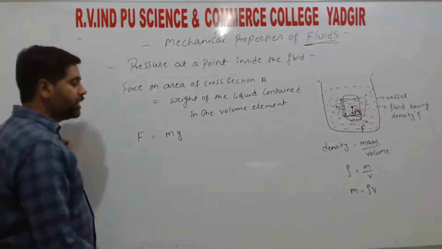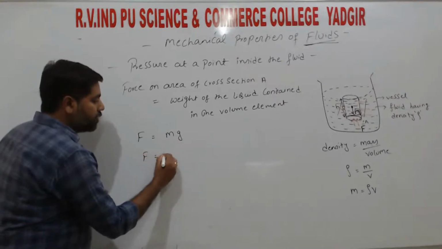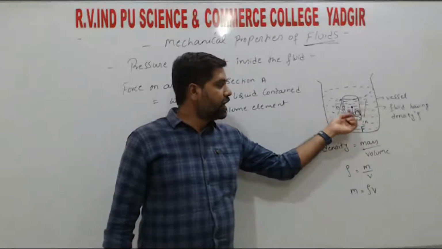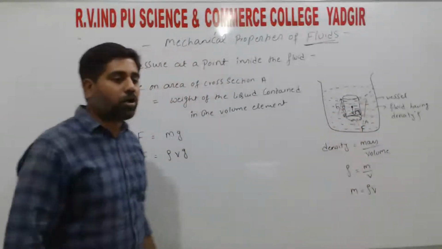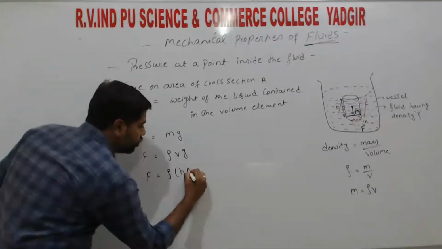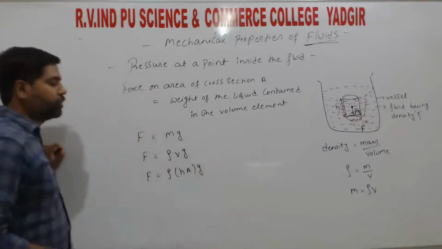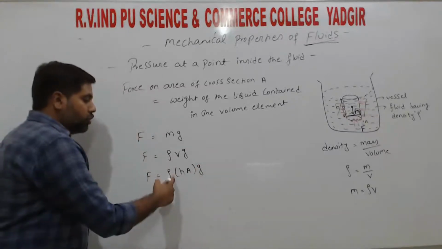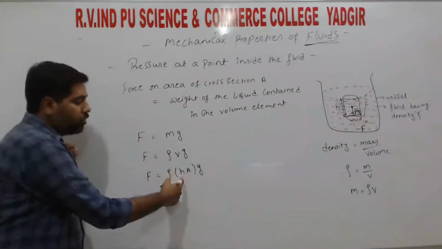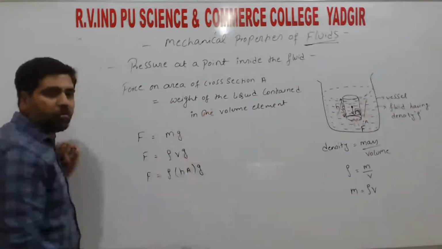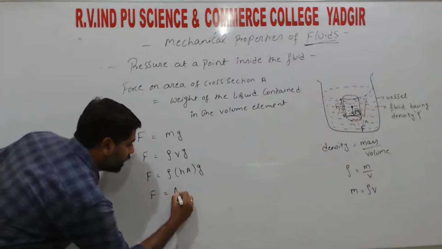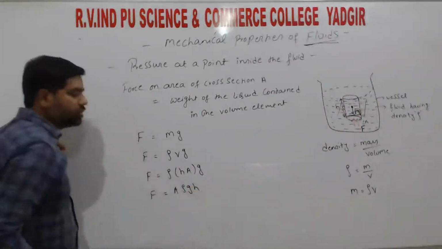So density into volume. Here M is replaced by rho into V, and in the cylindrical shape there is an area along with a height, so that becomes the volume, right? So F is equal to rho into H into A into G. So volume is replaced by H into A, height into area, which gives the volume of the cylinder, right? So F is equal to A rho G H.